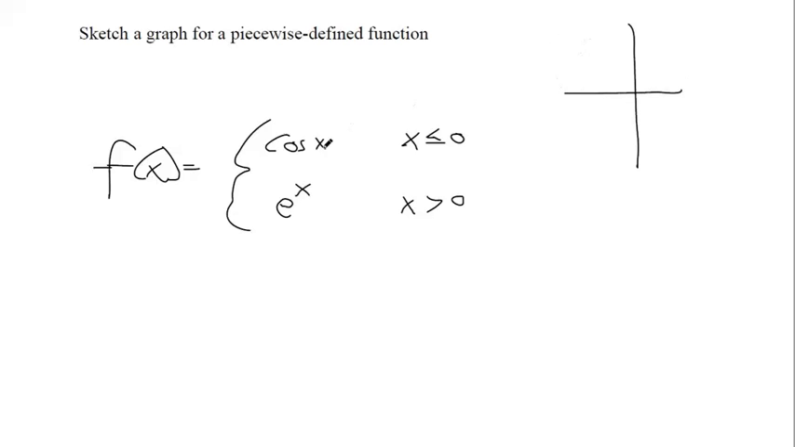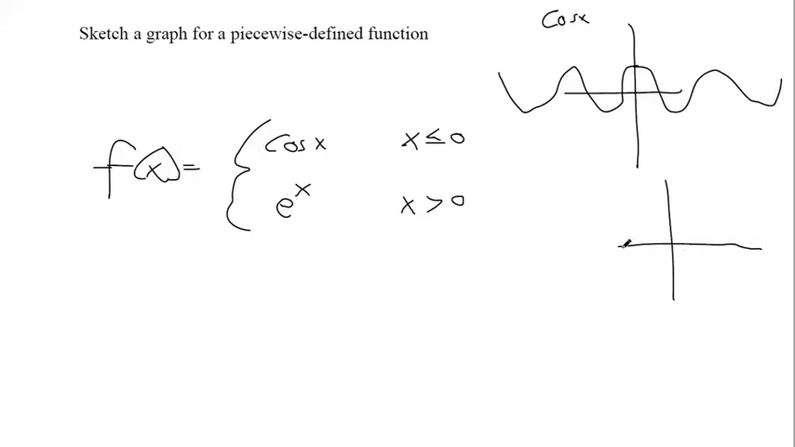So we want to know what each of these functions looks like before we try to graph the piecewise function. Cosine of x starts at the peak of the amplitude, and then it's the same exact shape as the graph of sine. You can actually make sine and cosine be equal to each other. It's just a horizontal shift. So that's cosine of x.